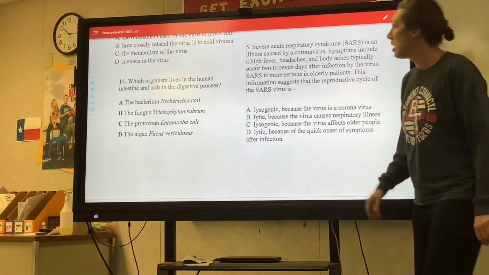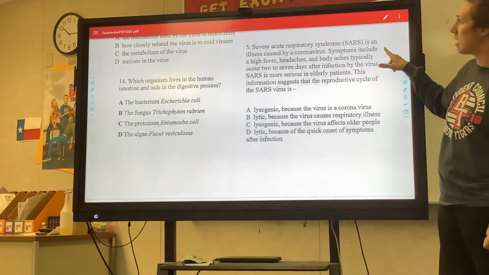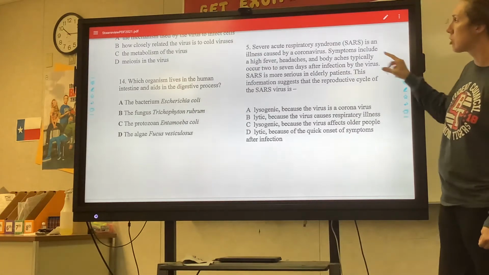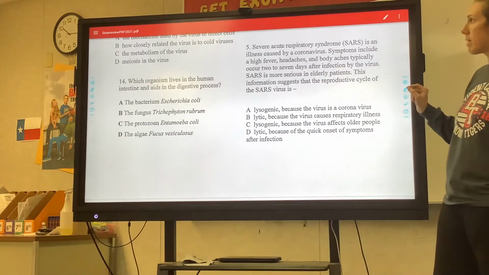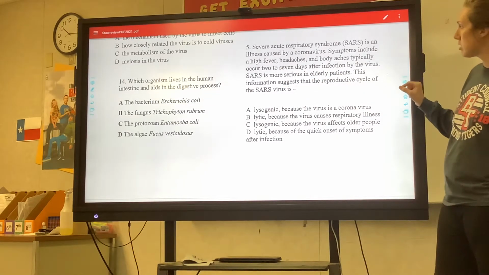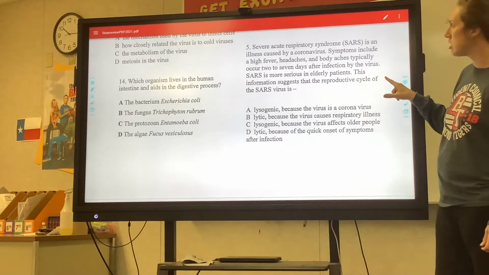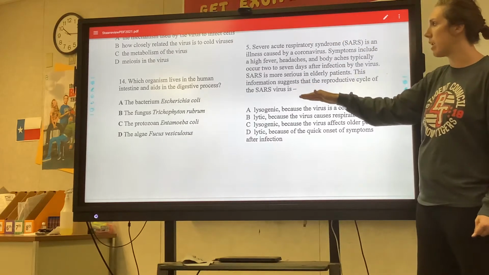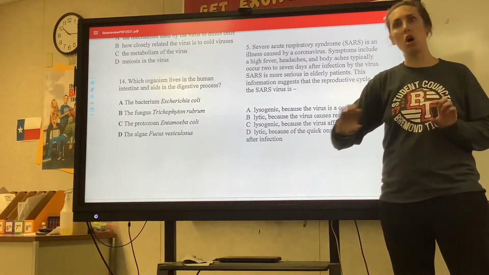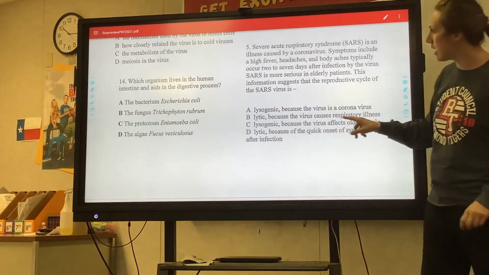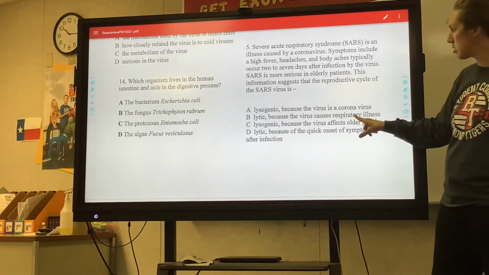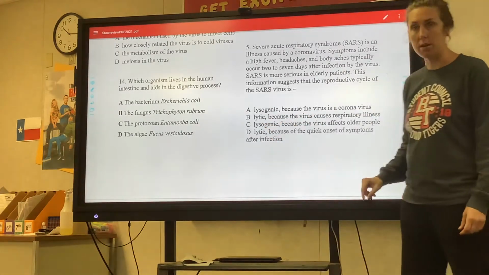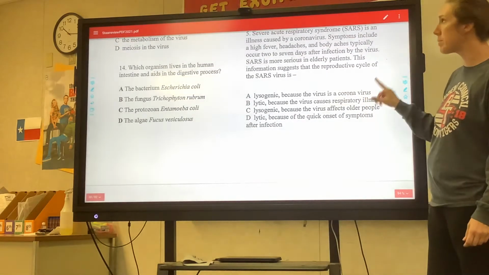SARS is an illness caused by coronavirus. Symptoms include high fever, headaches, body aches, and typically occur 2 to 7 days after infection by the virus. SARS is more serious in elderly patients. This information suggests that the reproductive style is... So first off, all of this suggests which one? Is it the shorter or the longer? Short, because it's 2 to 7 days. So, is it lytic because the virus causes respiratory illness, or is it lytic because of the quick onset? D. Good. It does cause respiratory illness, but that's not why it's lytic.